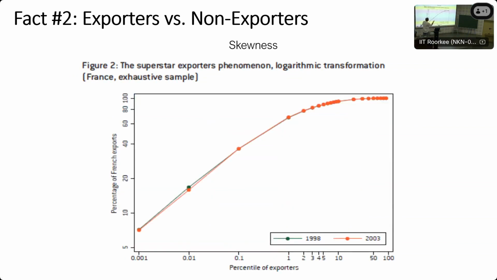You can see this is very skewed, exporters versus non-exporters, and for two years, 1998 and 2003, it's very similar. And the peak, you can see the concentration is in the top end of the distribution. So it's a very skewed distribution.